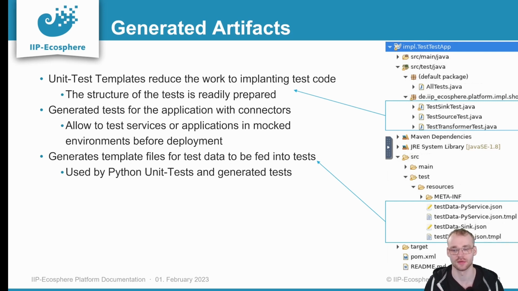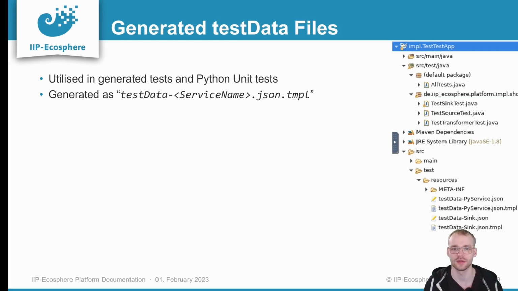What's needed is the generated test data templates. In this image we can see the two prepared templates as well as two freshly generated ones. So the json.temple files are the ones you will see when firstly generating these tests. And you need to remove the template to make them actually workable, as well as edit them inside. We will get to how to edit the inside of the file at a later point. These are used for the Python unit tests as well as the generated tests. The generated test data always has the pattern of test data minus service name.json.temple, so you will need to edit these accordingly.